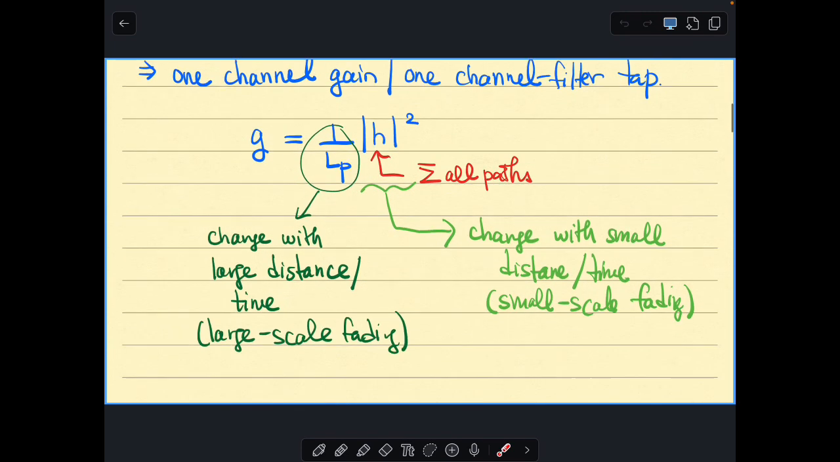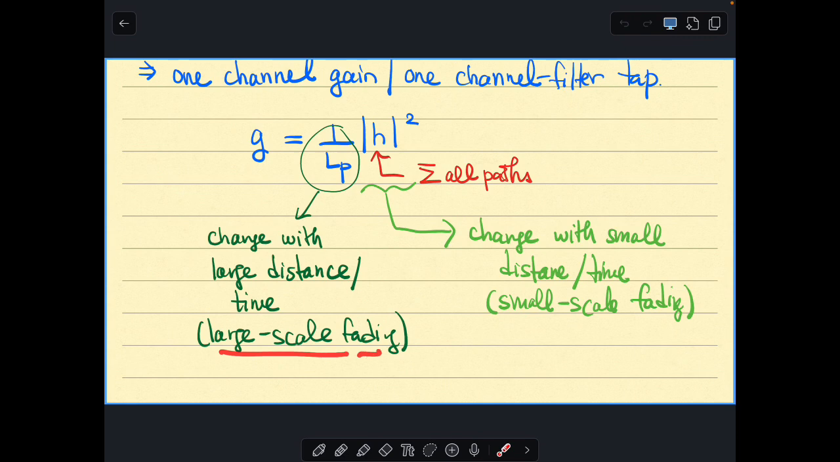Now we refer to this second part as the part that changes with small distance or time. If you move just a little bit, or the time changes just a little bit, then this variable, or this gain, can change by a lot. So that's the dynamic of these wireless channels. We refer to this as small scale fading. Small scale means you change the distance just a little bit or just a little bit of time, and this number can change by a lot.